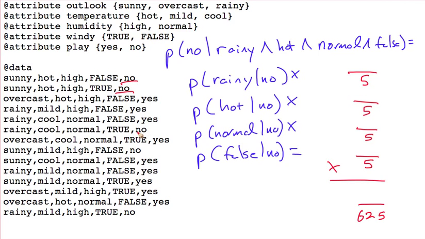So let's find the no instances to make our life a little bit easier. There's all 5 of them. So out of these no's, how many have rainy? Here's 1.